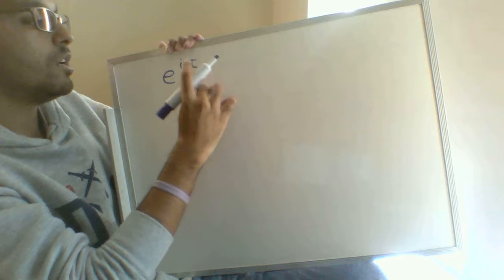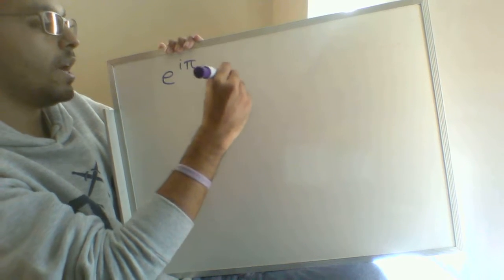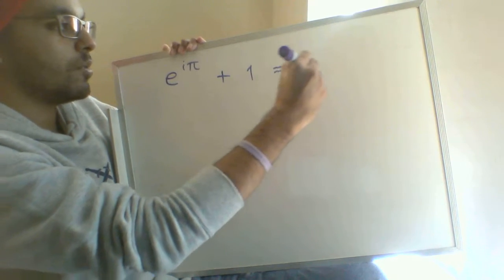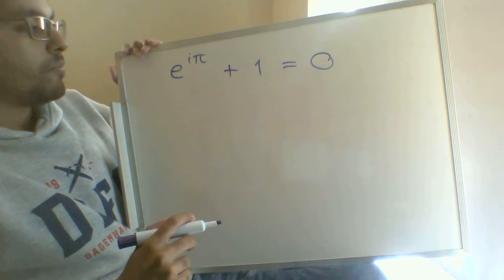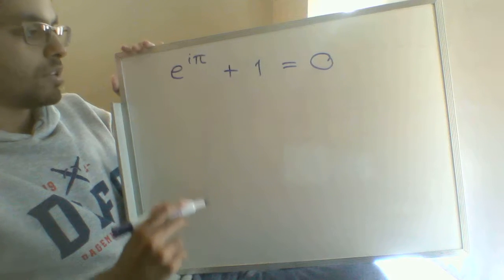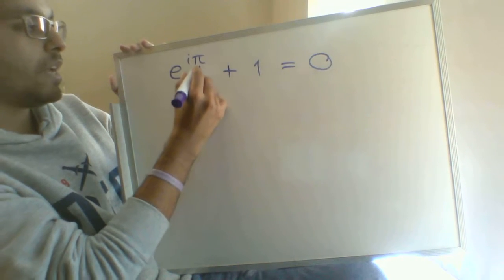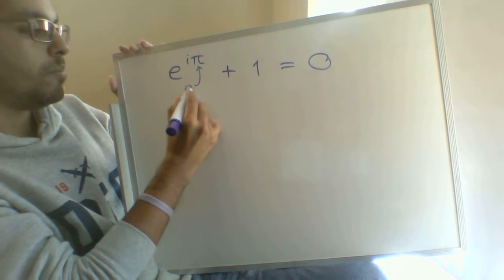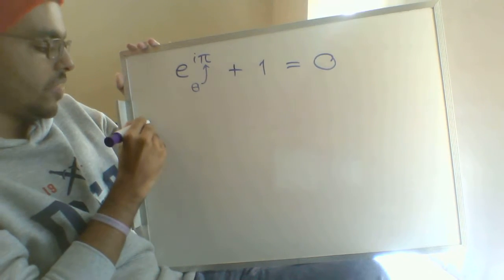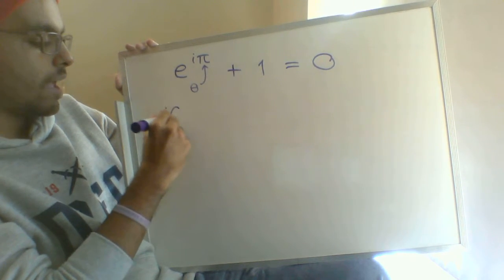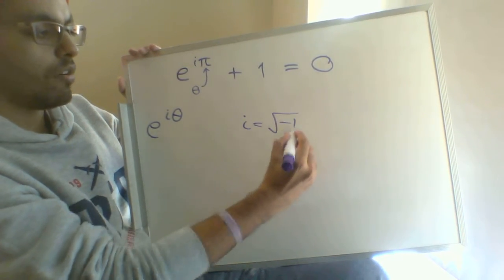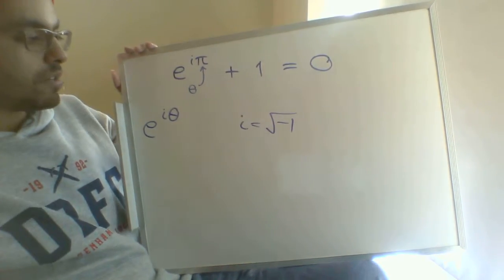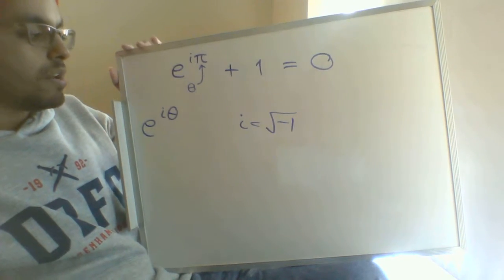Now, just to review, Euler's formula is written as follows: e to the exponent i pi plus 1 equals 0. All right, now the thing that makes this special is that you don't need to have pi here. The basic form is to have a theta there, e to the exponent of i theta. Remember, i is the square root of -1. It's the imaginary unit, all right?